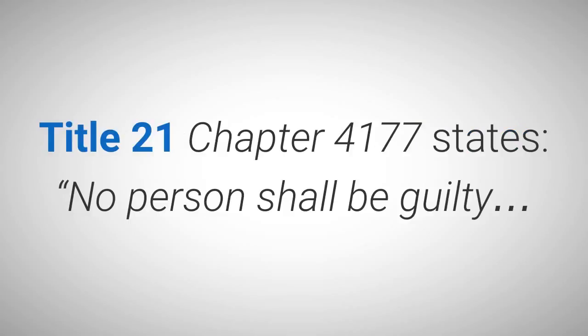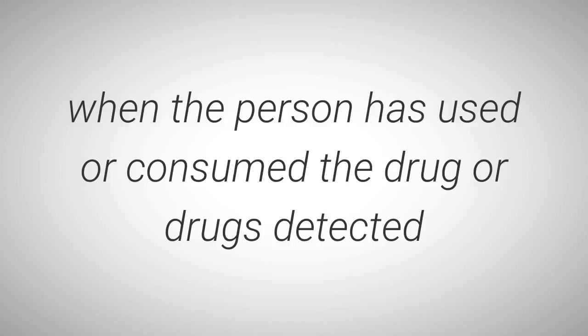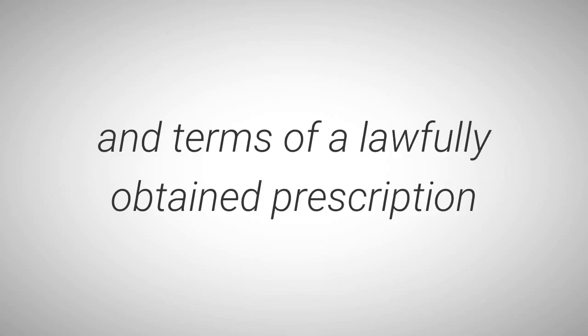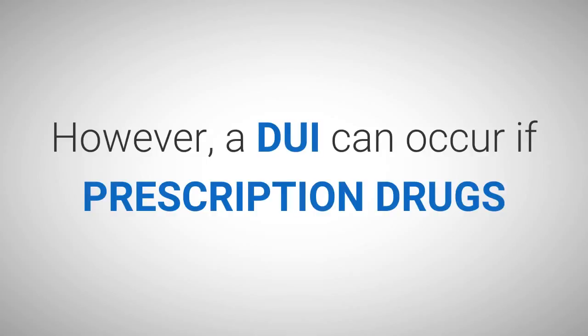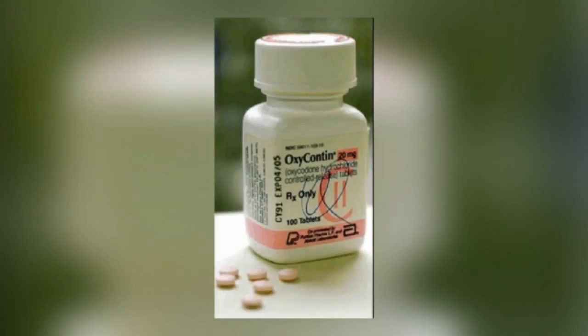Title 21, Chapter 4177 states, no person shall be guilty when the person has used or consumed the drug or drugs detected according to the directions and terms of a lawfully obtained prescription for such drug or drugs. However, a DUI can occur if prescription drugs, see picture 10-3 below, are not used according to the directions and terms of a lawfully obtained prescription, even when alcohol is not involved.